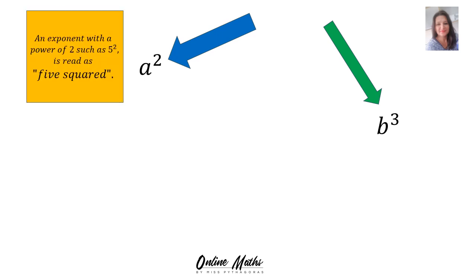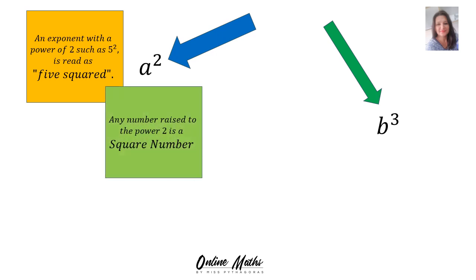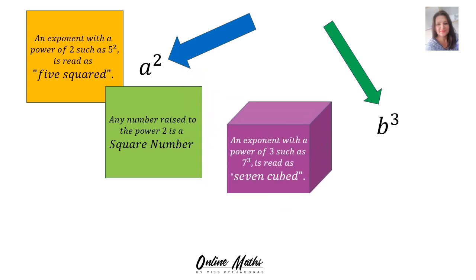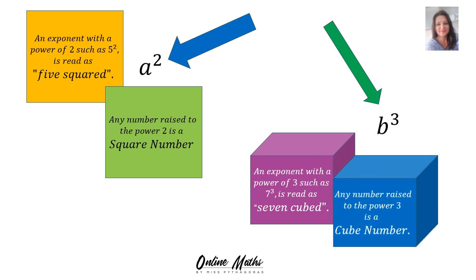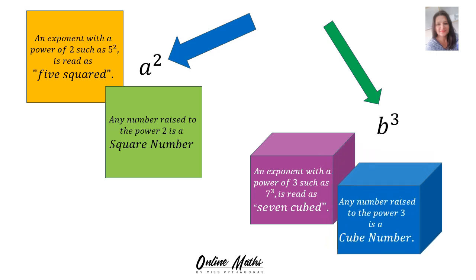An exponent with a power of 2, such as 5 to the power of 2, is read as 5 squared. A number raised to the power of 2 is a square number. An exponent with a power of 3, such as 7 to the 3, is read as 7 cubed. Any number raised to the power 3 is a cube number.